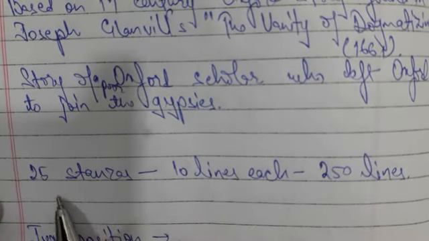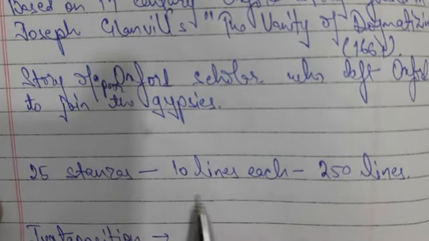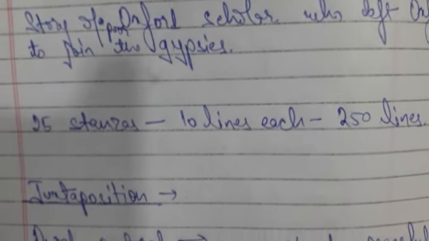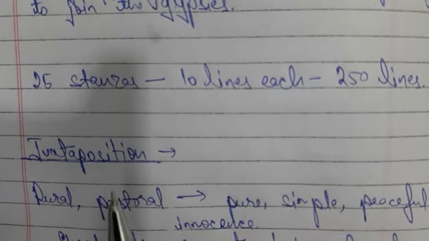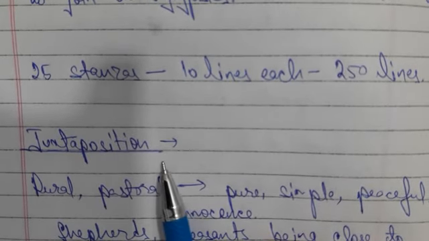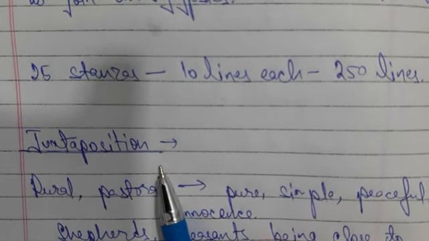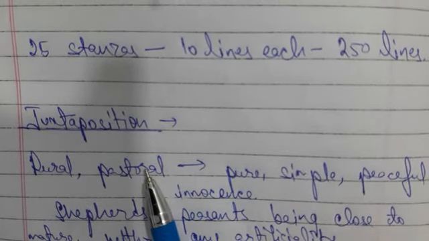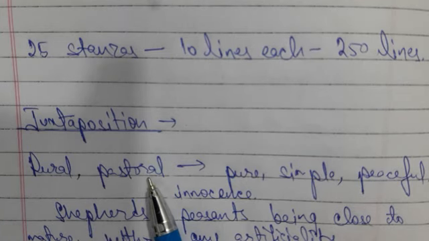Now, it is written in 25 stanzas, and each stanza has 10 lines, and therefore there are 250 lines in this poem. What is very important is juxtaposition. Juxtaposition means when you keep two things side by side so that people can see the contrast. Now, what Matthew Arnold is lamenting is the loss of the simple way of life.